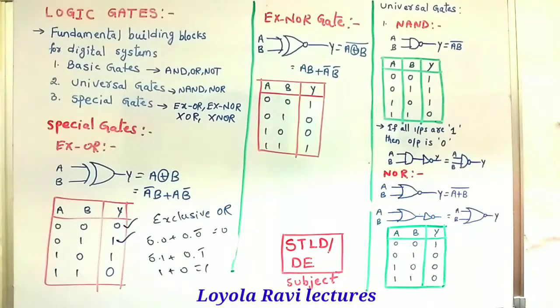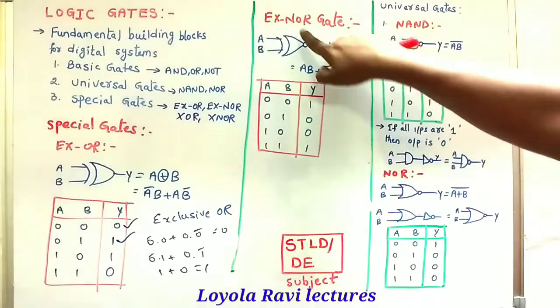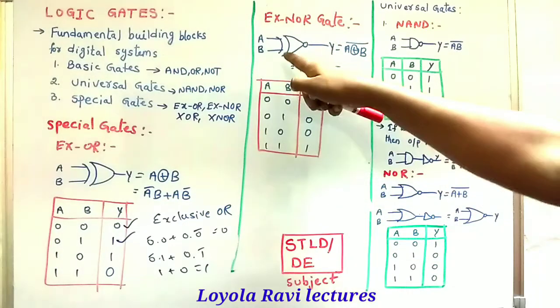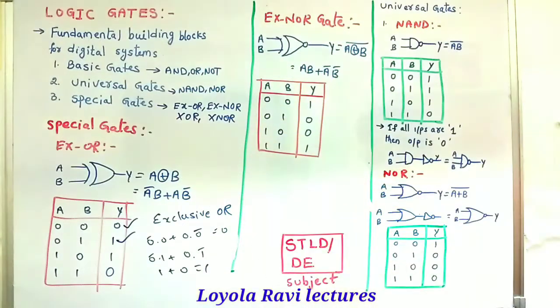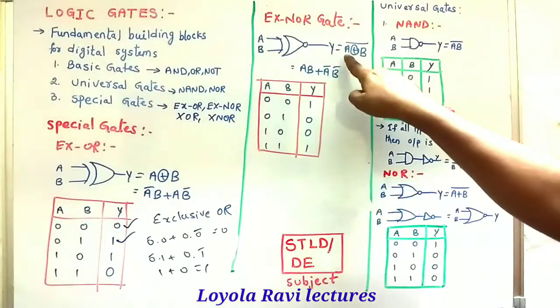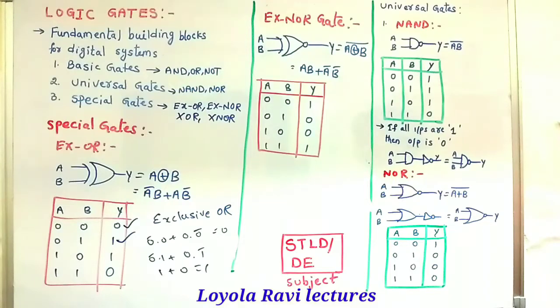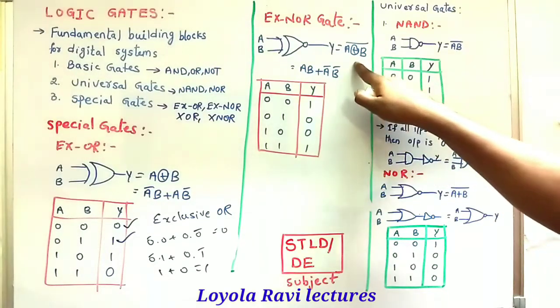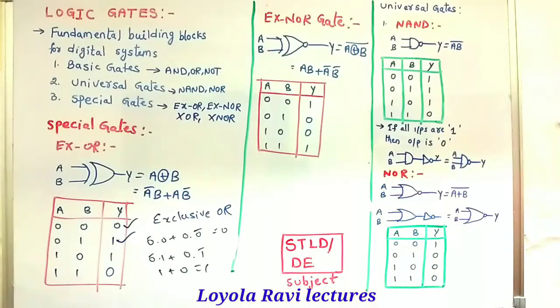Then go for XNOR gate. This is the logic symbol. XOR followed by NOT gate is nothing but XNOR gate, exclusive NOR gate. A XOR B whole bar. NOT is nothing but A bar. Here in the NOT place we have A XOR B, A XOR B whole bar. If you simplify this by using De Morgan's law, you may get AB plus A bar B bar. We'll see that later. So A XOR B whole bar, how do you simplify that?